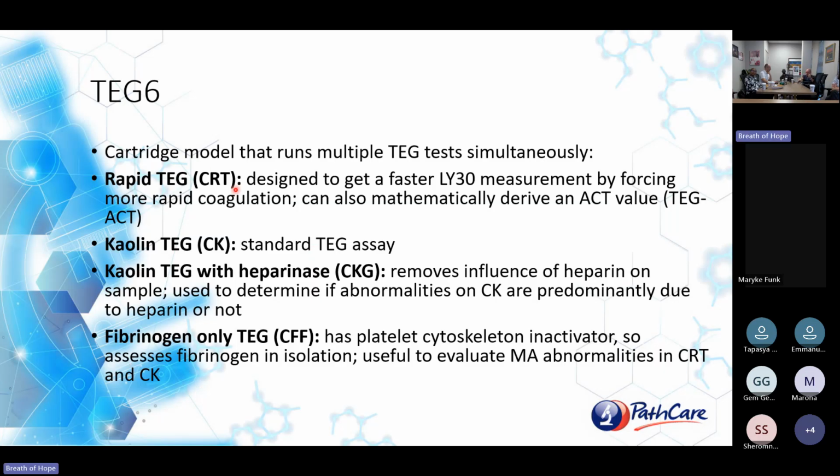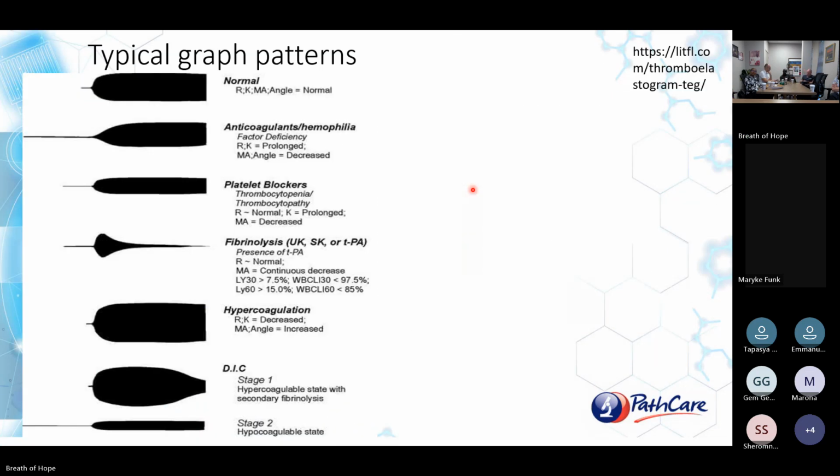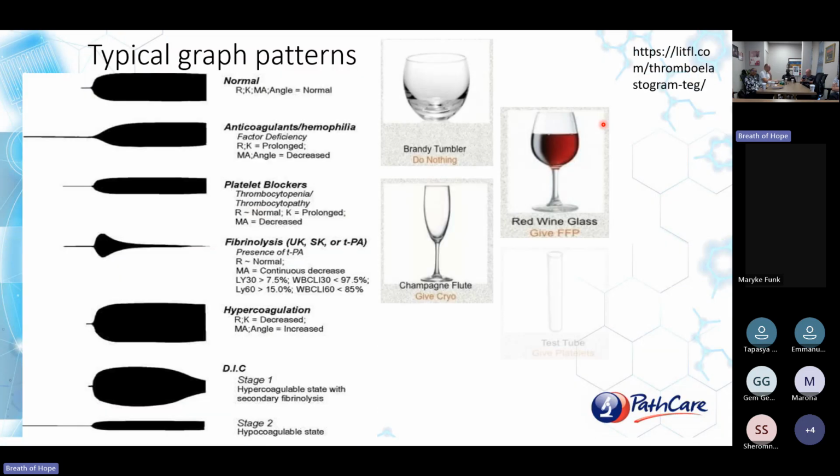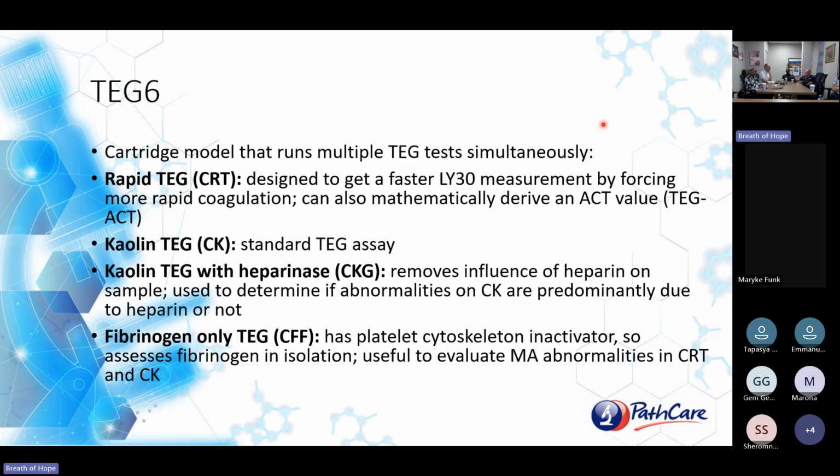It has 4 cartridges. First of all, the rapid TEG. This is specifically designed to get you your lysis measurement as quickly as possible, because if you go back here, the lysis measurement is only measured once the maximum amplitude is hit. So the rapid TEG is designed to skip all this part and go straight to maximum amplitude and then start measuring it. And lysis at 30 minutes takes 30 minutes after the maximum amplitude is reached.